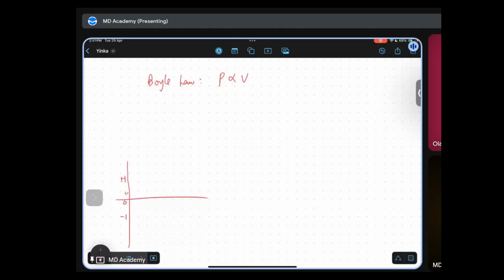Boyle's law gives us the relationship between pressure and volume. What Boyle's law states is that there's an inverse relationship between pressure and volume. When the pressure is increasing for a fixed mass of substance, the volume will have to decrease to compensate for that. And when the pressure is decreasing, the volume will have to increase to compensate for that.